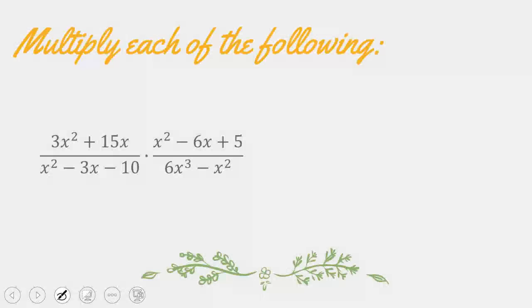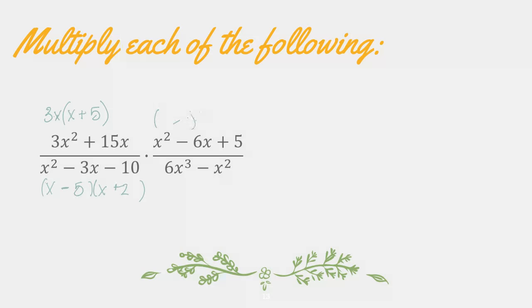Looking at this next one here, this is one that I'm going to have to take the time to factor. I'm going to start on the top. I can see that I can take a 3x out of everything, so I'm going to do that. On the bottom here, this is a trinomial, so I know I'm factoring into 2 parentheses. What factors of 10 subtract to make -3? That would be -5 and +2.